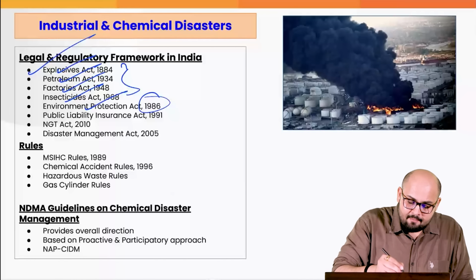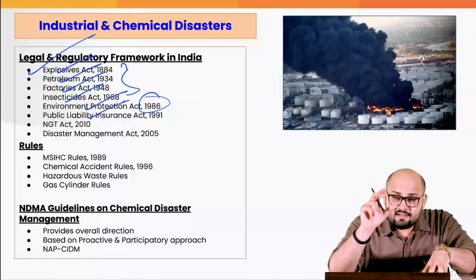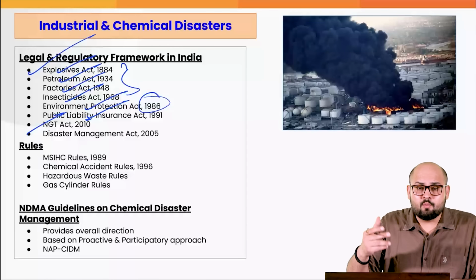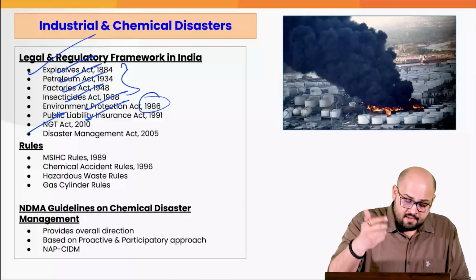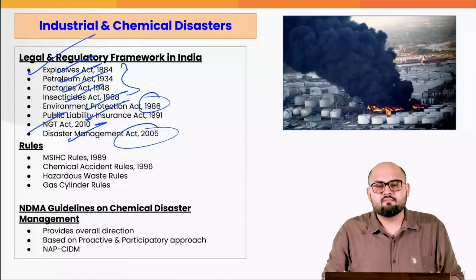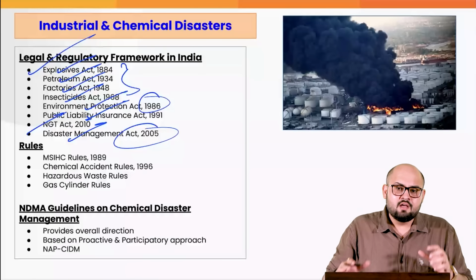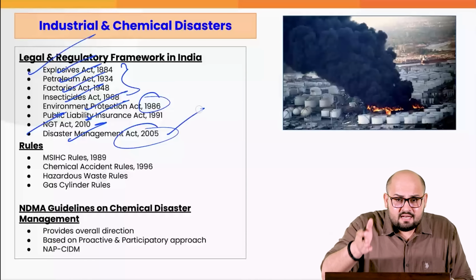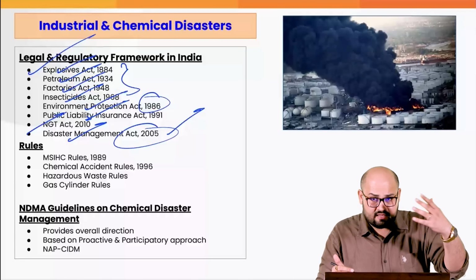Then we have the Public Liability Insurance Act of 1991, which provides compensation and relief to the victims of these disasters. Then we have the National Green Tribunal Act of 2010, again to provide speedy and expeditious disposal of cases relating to the environmental domain. Then we have the Disaster Management Act of 2005, a very, very important statutory framework, and this was basically enacted in the aftermath of the 2004 tsunami, right? So it deals with disaster management in a very comprehensive manner. It deals with pre-disaster management, during-disaster, and post-disaster rehabilitation, right, and reconstruction.